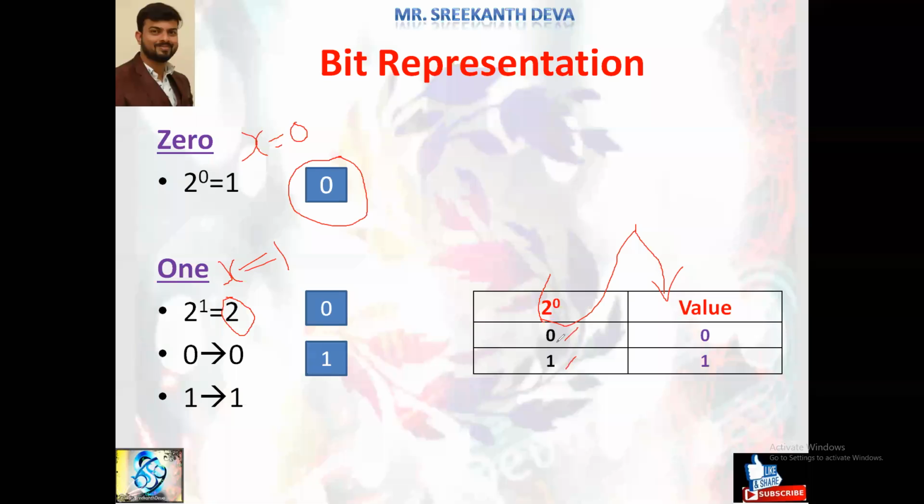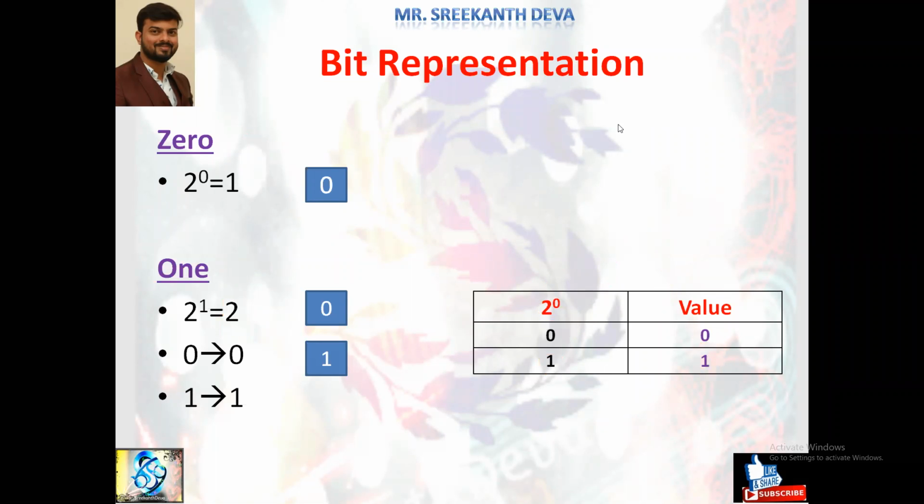2 to the power of 0 means 1. 1 into 0 is 0, so the decimal value is 0. Next, 1. 1 into 2 to the power of 0 means 1, and 1 into 1 is 1, so the value is 1. When we pass x equals 1, then 2 to the power of 1 equals 2. We got the combinations 0 and 1. Converting these values into decimal, the values are still the same, 0 and 1 only. Is it clear? Okay, I go to the next slide.